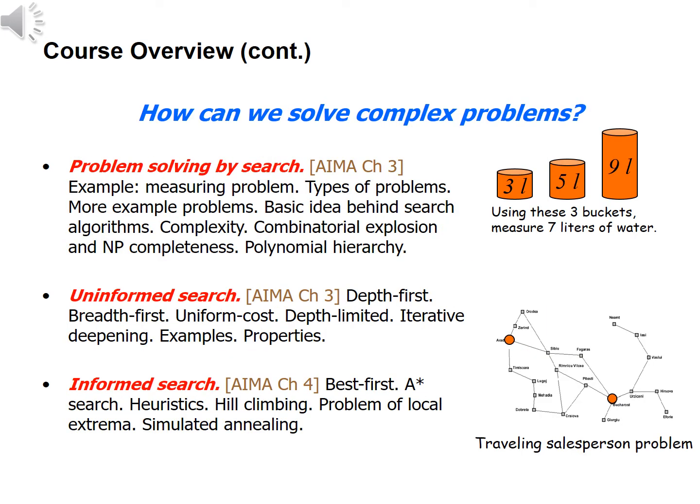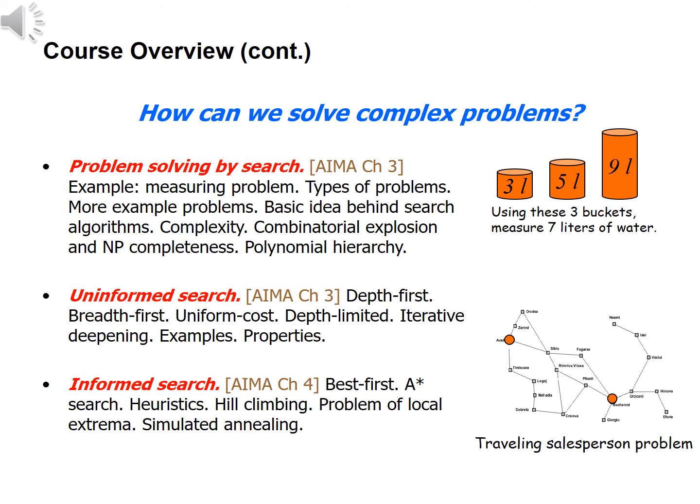Then in the next section, we treat the problem of solving by search. And as we said before, we concentrate on uninformed search and informed search. The uninformed search methods that we're going to deal with are depth first search, breadth first search, uniform cost search, depth limited search, and iterative deepening search. We're going to see some examples and the properties of these methods. And then regarding informed search, we're going to deal with best first search and A-star search.